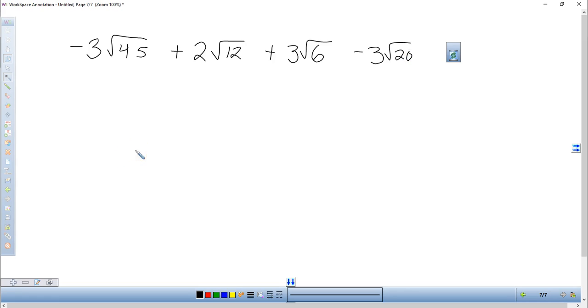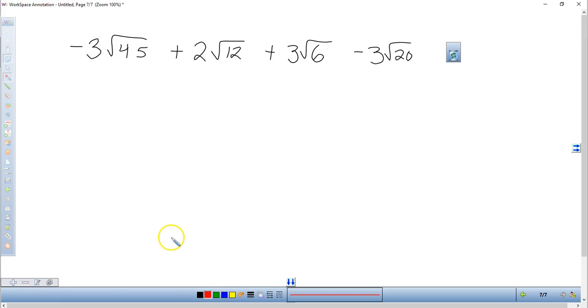Okay, so what I want to see is if I can get these radicals broken down where they match. If that's possible. It may not be. It just depends. But let's start with the obvious.